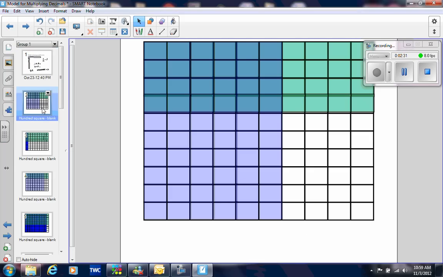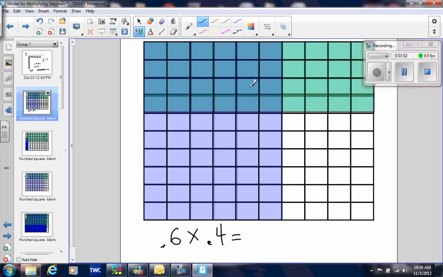This model deals with tenths. We've got 1/10 right here, 2/10, 3/10, 4/10, 5/10, 6/10. This is 6/10 multiplied by 1, 2, 3, 4 that are green. 6/10 times 4/10. And we get the answer right here where both colors are. That's 4, 8, 12, 16, 20, and then 24. So we got 24.